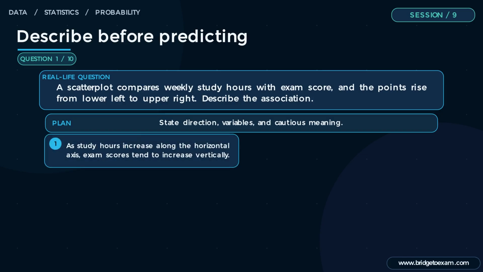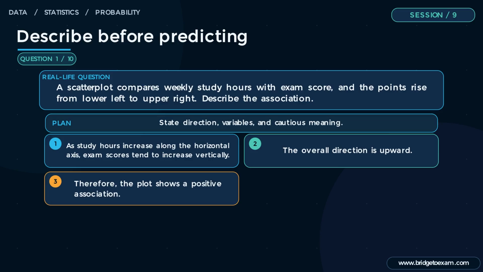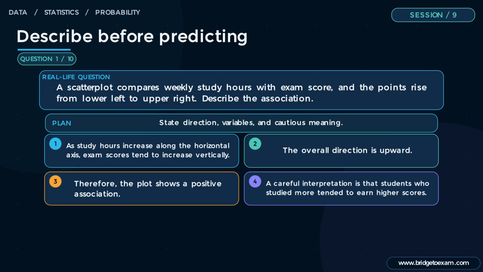Step 1. As study hours increase along the horizontal axis, exam scores tend to increase vertically. Step 2. The overall direction is upward. Step 3. Therefore, the plot shows a positive association. Step 4. A careful interpretation is that students who studied more tended to earn higher scores.